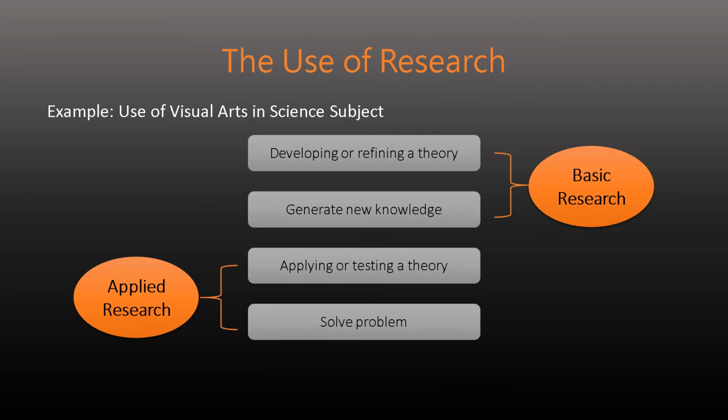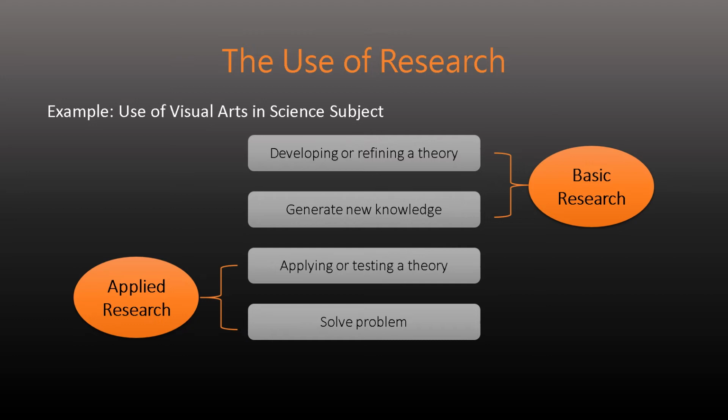So, there are two types of research depending on its uses. Developing or refining a theory and generating knowledge is basic research, and applying or testing a theory and solving a problem is applied research. Now, we will use this example, use of visual arts in science subject, for us to fully understand the uses of research. So, let's try first to refine a theory that visual arts may be useful or not in a science subject.